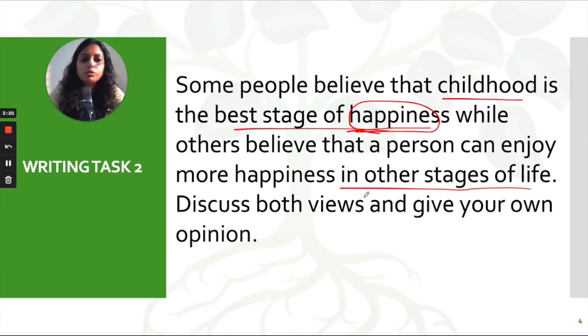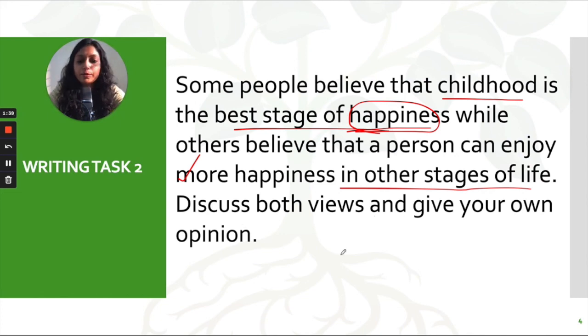Give your opinion. You can say that if you believe that the other stages of life give more happiness, then you can say that childhood does not include independence or financial freedom. Or when you support childhood, say that in the other stages of life, you're bound by responsibilities and duties that don't allow you to have people do things your own way. So it means you're bound by others, whereas you're not bound by money. So you can use these ideas to conclude your answer.